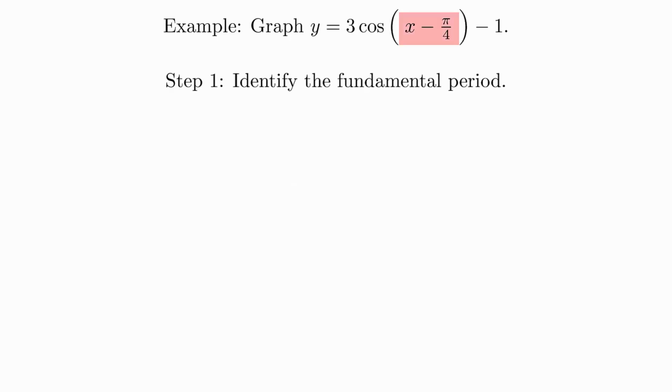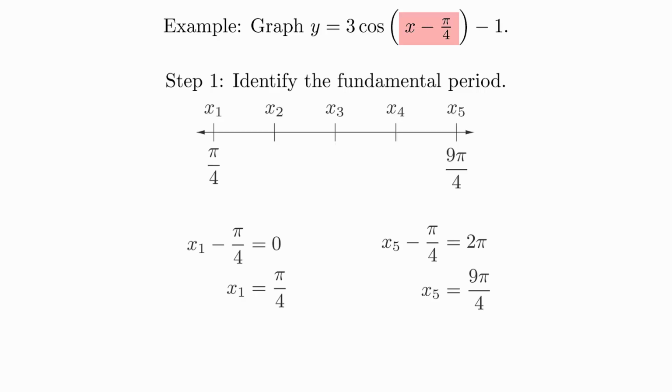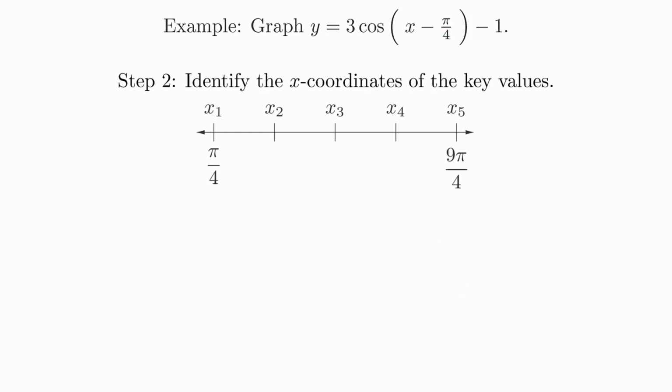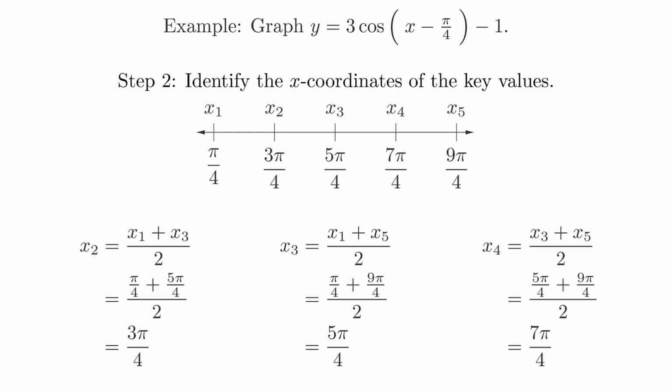The argument of the cosine function is x minus pi over 4, and we will find the fundamental period by setting this equal to 0 and 2 pi. When we solve these equations, we get that the fundamental period is the interval pi over 4 to 9 pi over 4. We can now break this interval into pieces. We first find the midpoint of the interval, and then we find the midpoints of the new intervals that we just created. Remember that we can calculate the midpoint of an interval by averaging the endpoints.